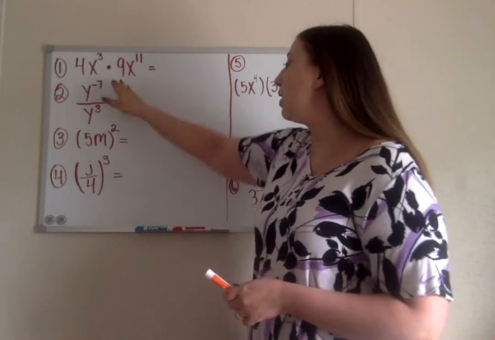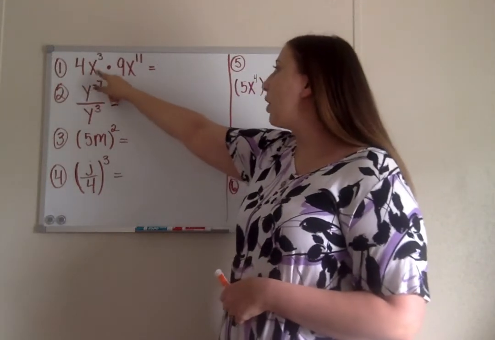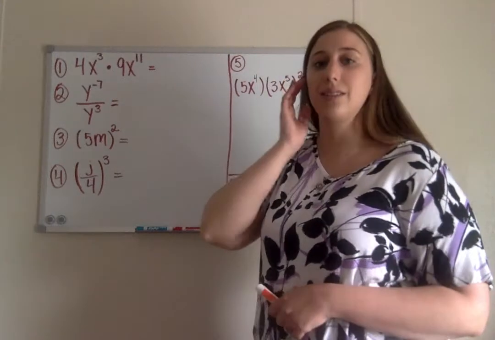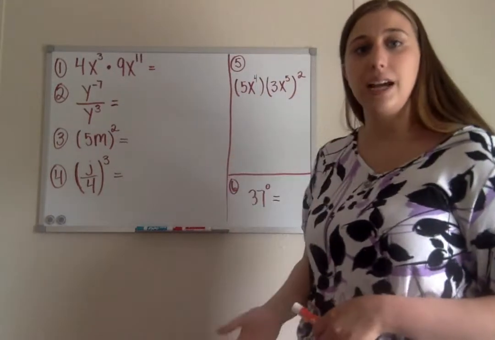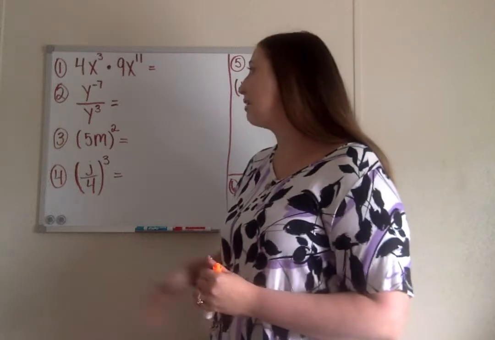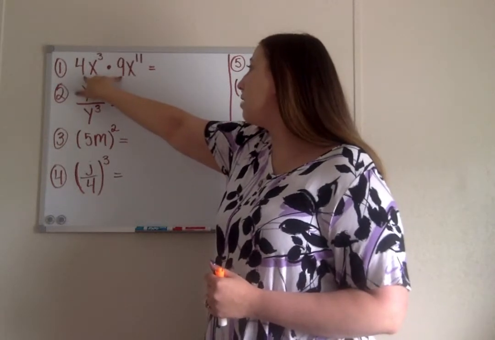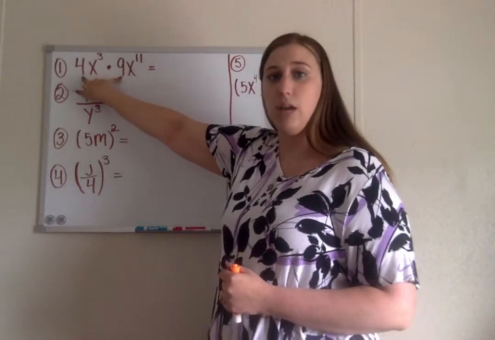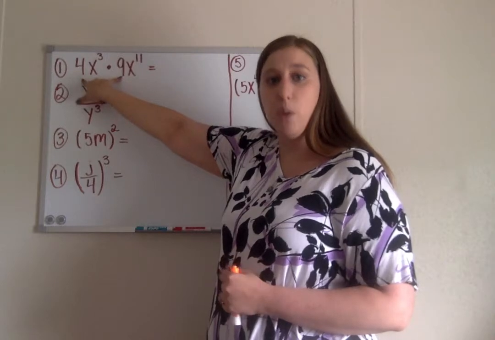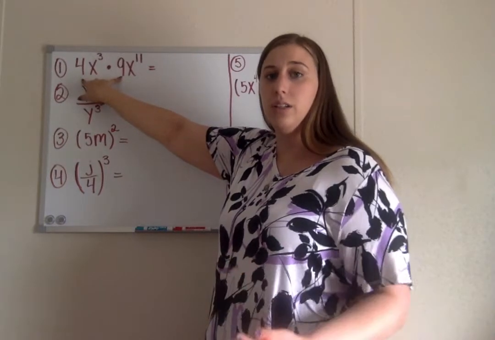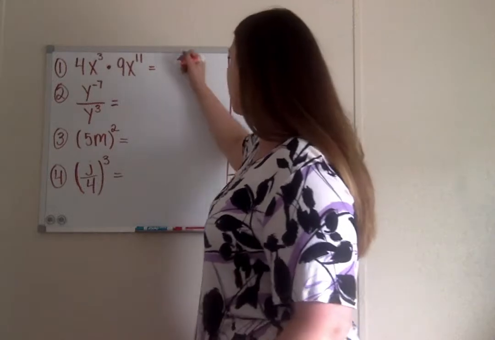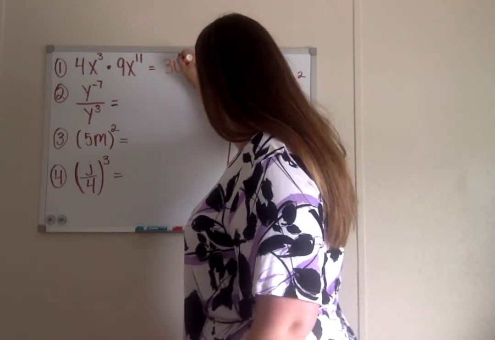Alright, so for number one, I see we're multiplying 4x cubed times 9x to the 11th. First thing I realize is that we're multiplying here. And see the 4 and the 9, those are just regular numbers out in front of our variable. So we can multiply 4 and 9 together like normal. We know 4 times 9 is 36.